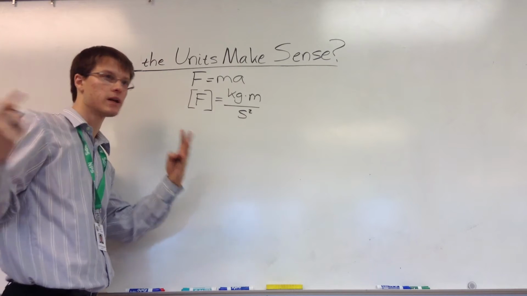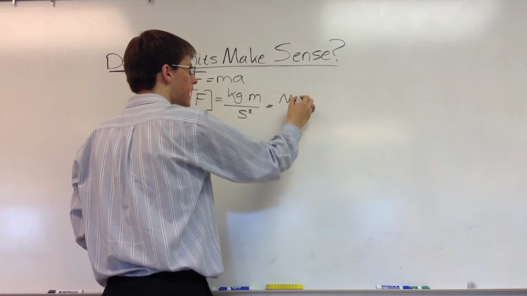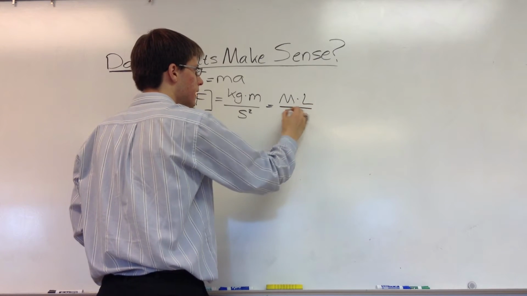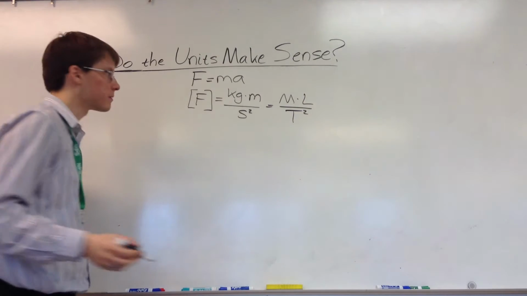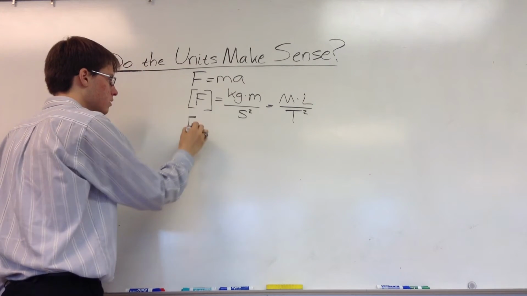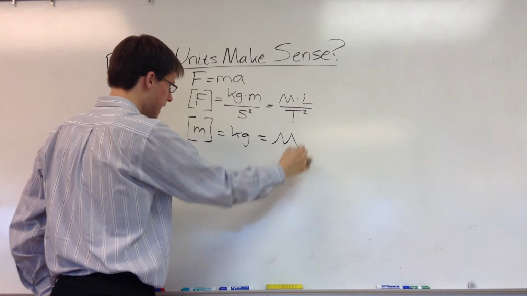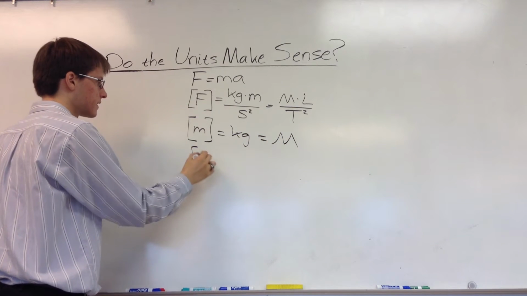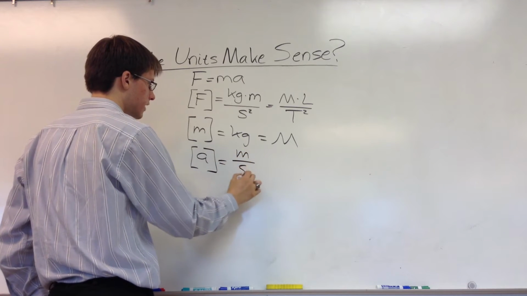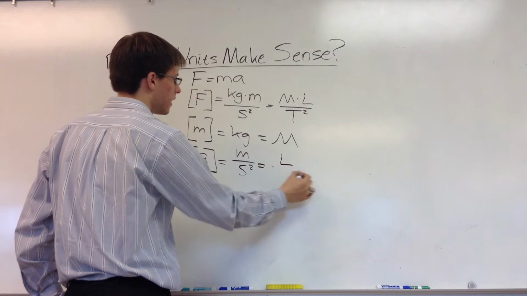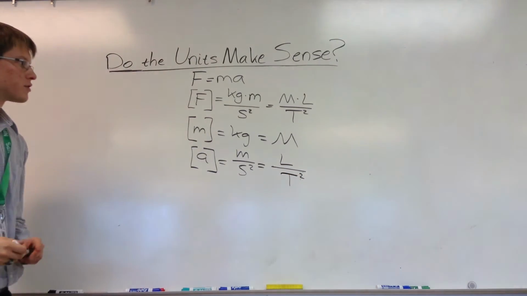If you want to do more generalized units and say just in general what property it is, then it's going to be mass times length divided by the square of time. The other properties in this equation, the units of mass are kilograms, or more generally mass, and the units of acceleration are meters per second squared, or more generally length over time squared. So those are our units.